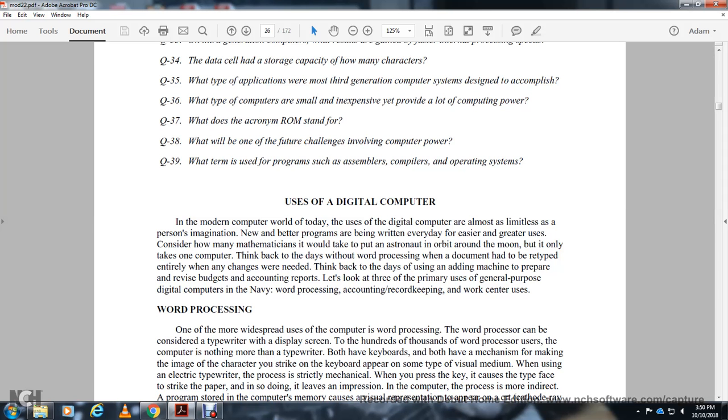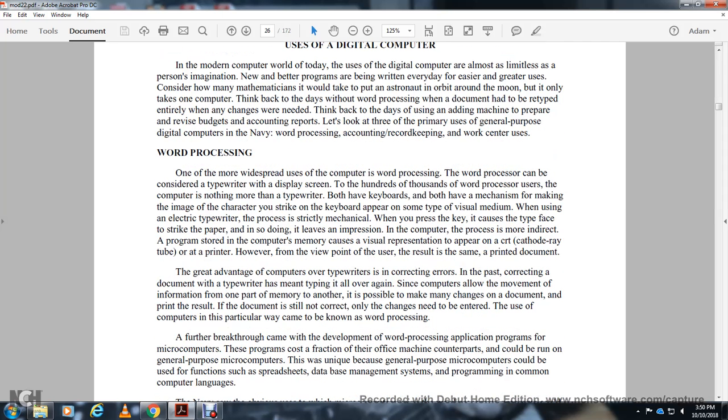Think back to the days when you used the adding machine to prepare the revised budget or the accounting reports. There are three primary general purpose uses of digital computers, namely word processing, accounting, and record keeping. Word processing. One of the more widespread uses of the computer was word processing. The word processor, namely the conventional typewriter with a display screen, has hundreds of thousands of users.